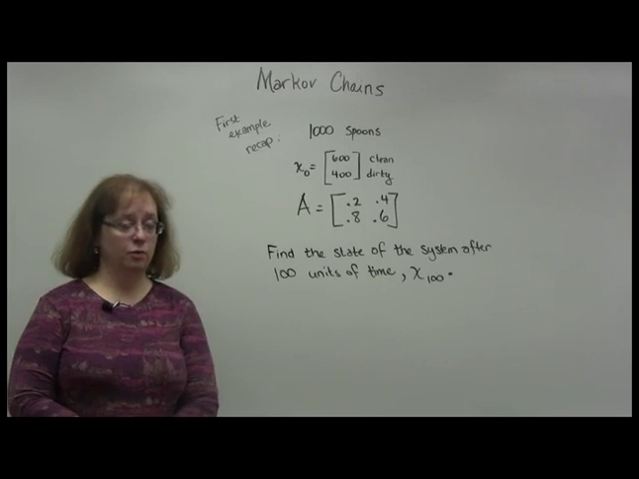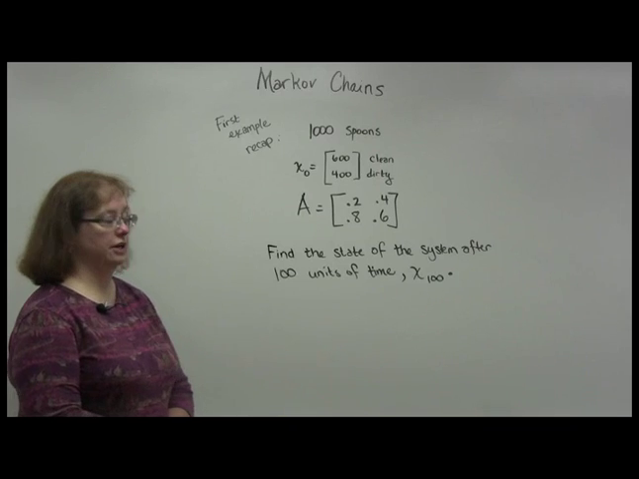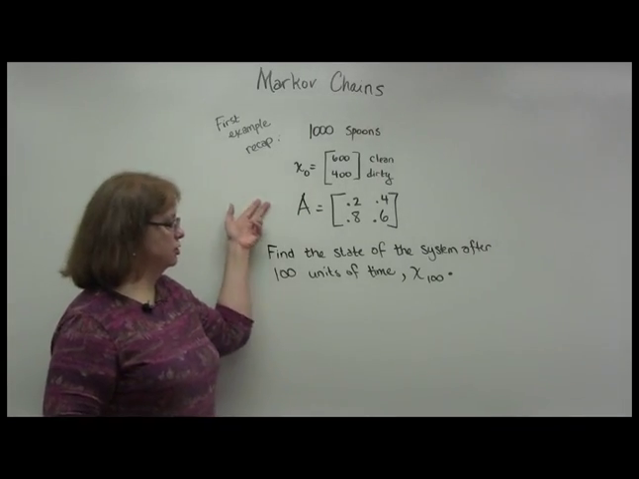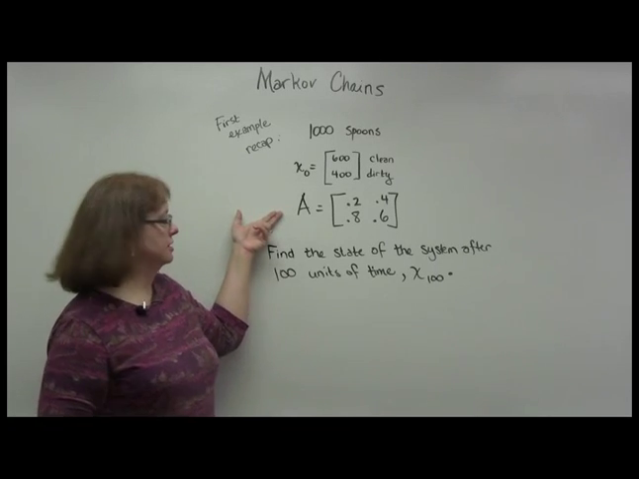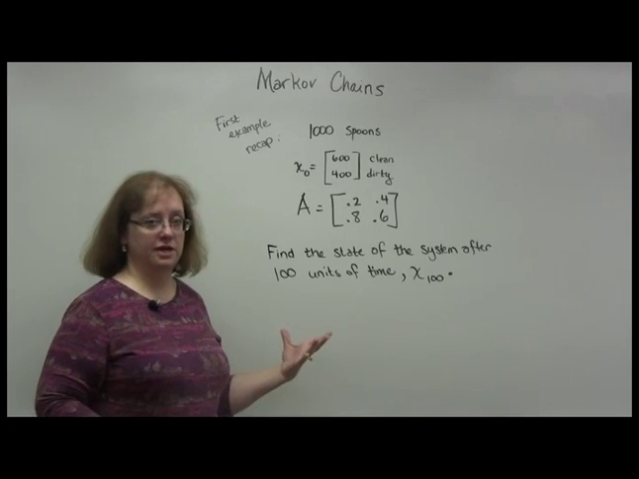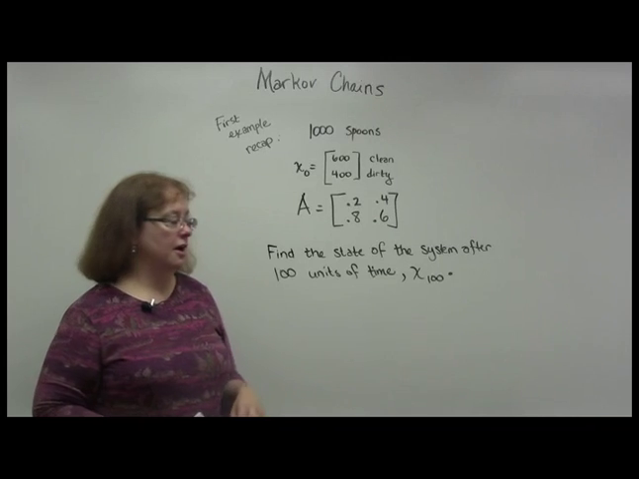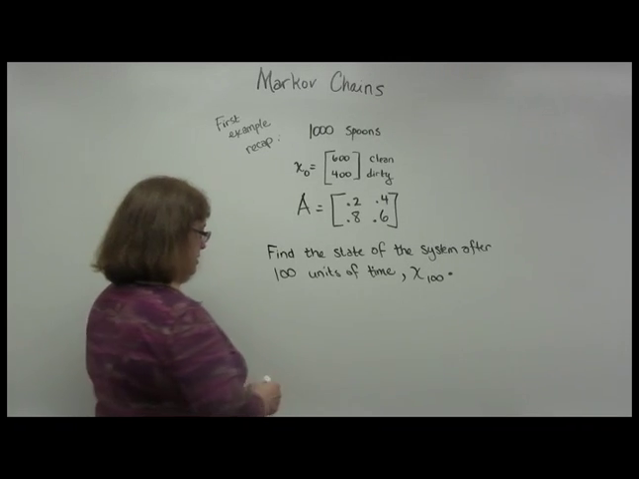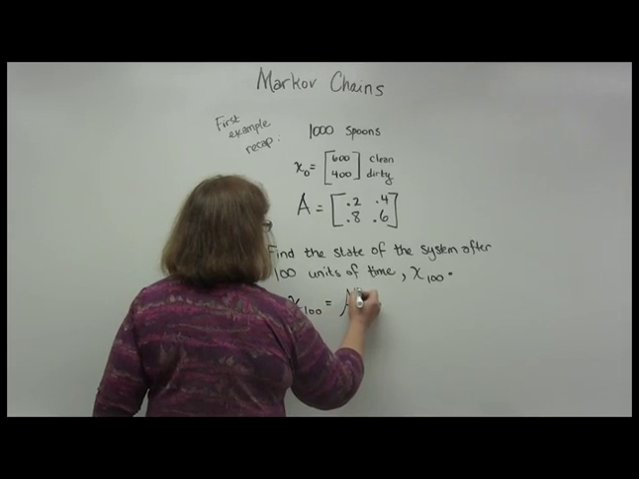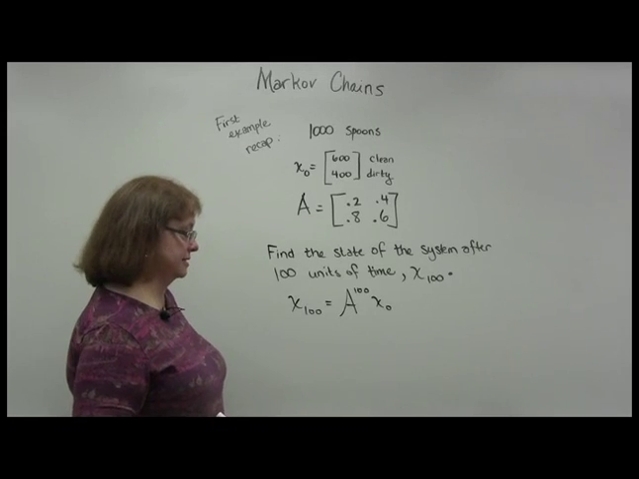So back in our first example, we had 1,000 spoons. 600 were clean, 400 were dirty, and that was our initial state vector. Our transition matrix, first row was 0.2, 0.4, second row was 0.8, 0.6. If we wanted to find the state of the system after 100 units of time, maybe it's 100 shifts, that's x sub 100. We don't want to have to calculate A to the 100th power times x sub 0. So instead I'm going to use the steady state vector.